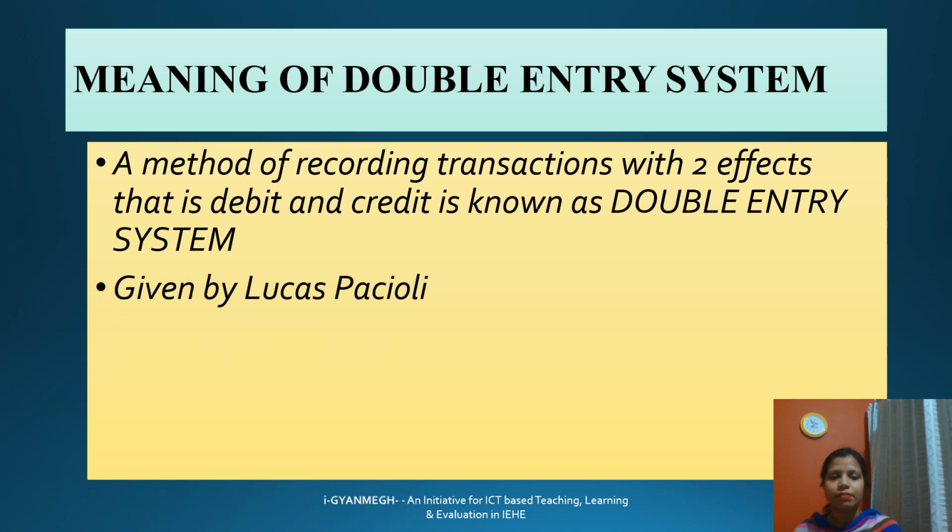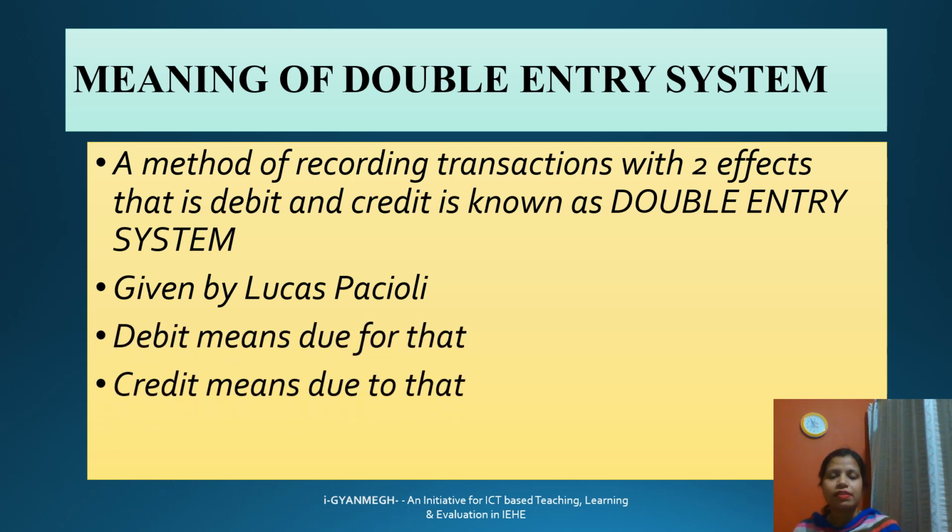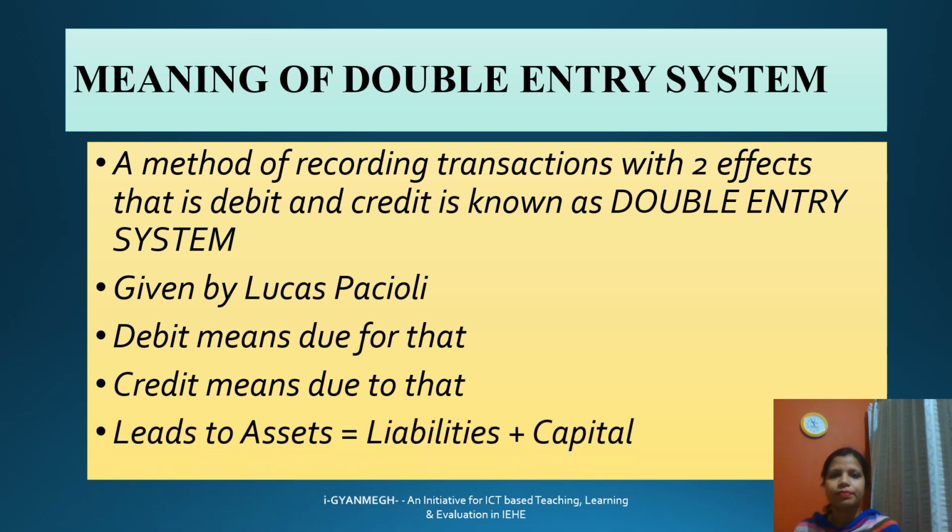This double entry system was first introduced by Lucas Pacioli in his book. Under this system, every transaction is having two effects, that is debit and credit. Debit means due for that and credit means due to that. Further, we will make it clear with the help of an example again. Double entry system also leads to a particular equation, that is assets equals liabilities plus capital. You all are aware of these three terms.